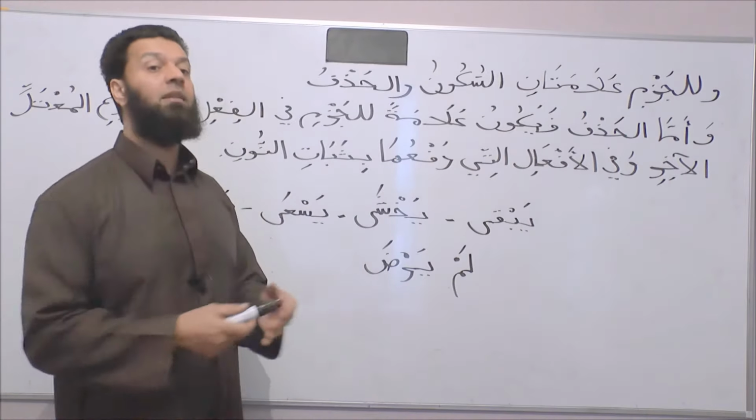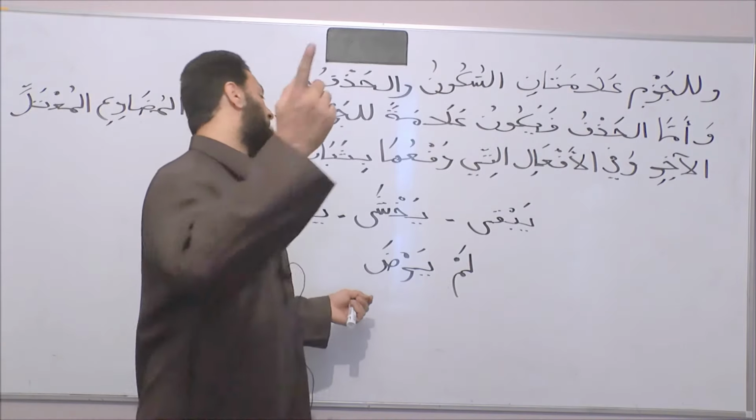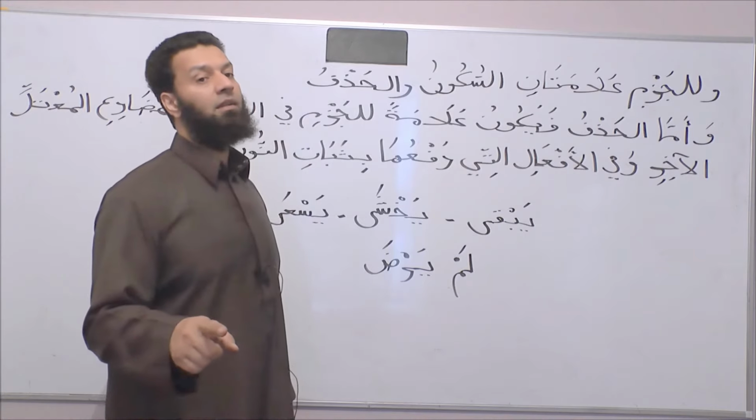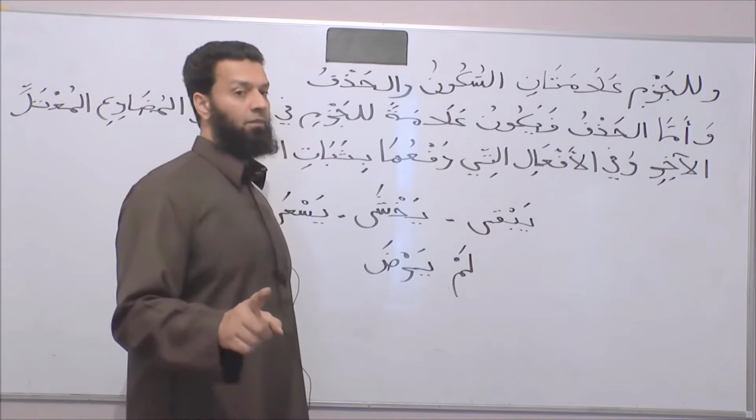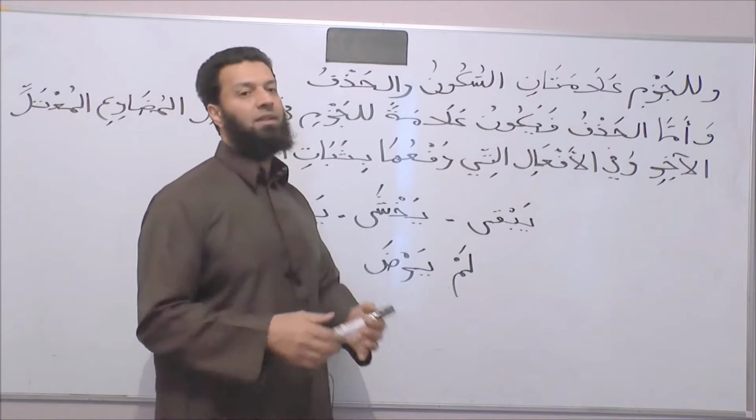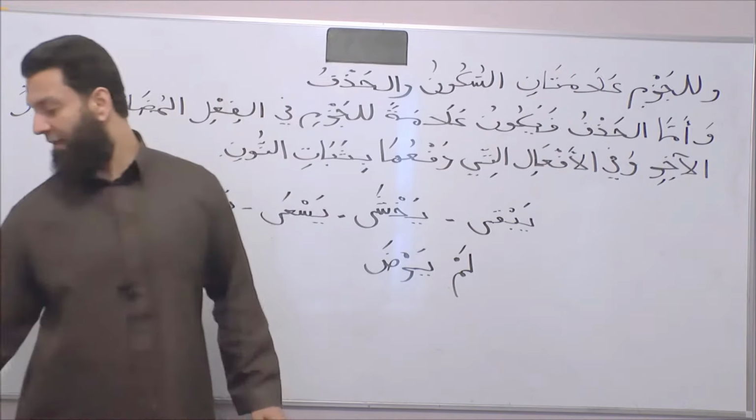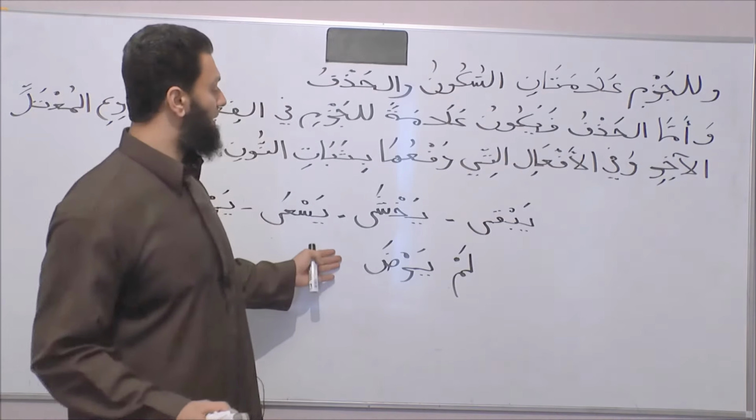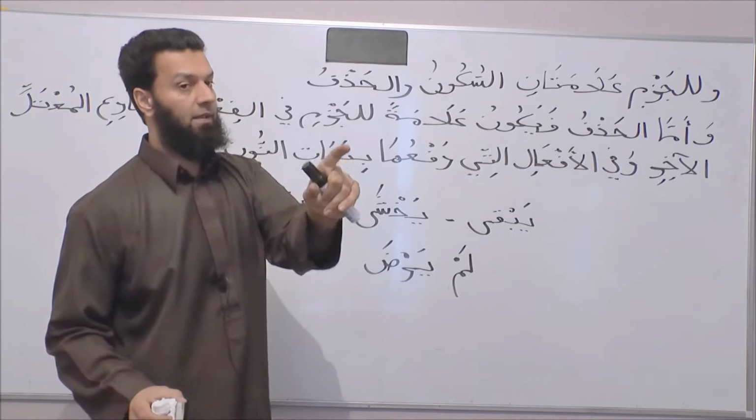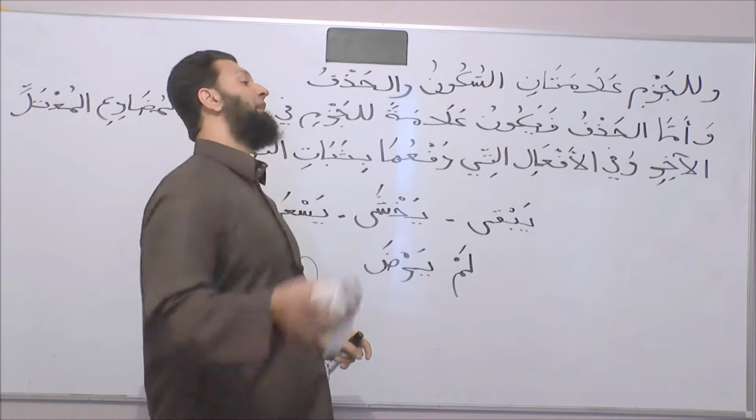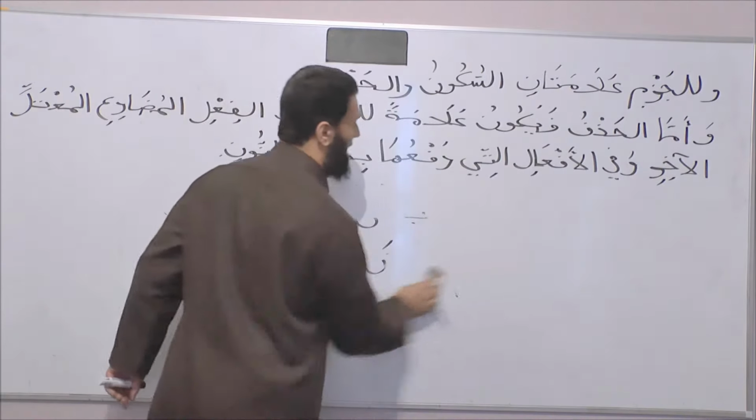Now yarda is fi'lun mudari'un majzumun wa alamatu jazmihi hadhfu al-alifi. Good. Okay. And the grammarians have also mentioned that the dalil for that is al-fathatu here. Right? So that is how we recognize the indicator of al-jazm, where it is a fi'lun mudari'un whose ending is al-alif.